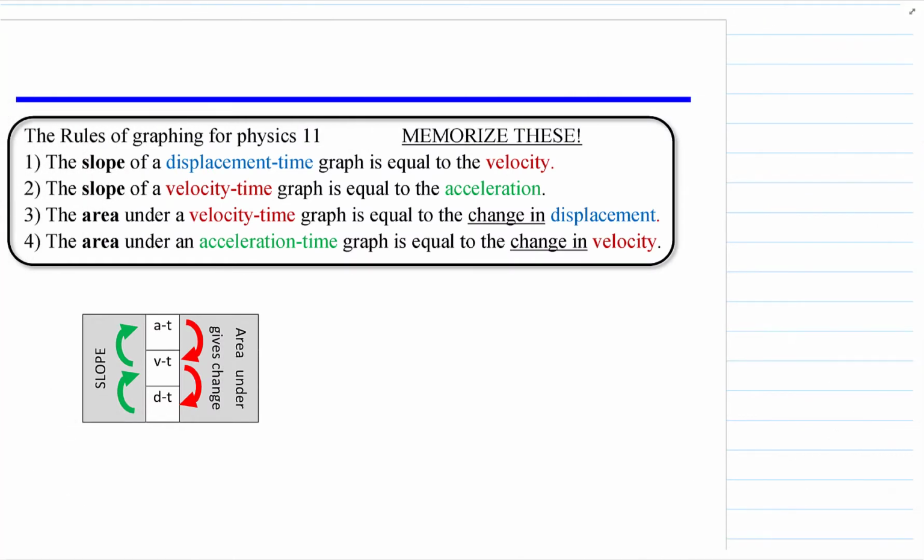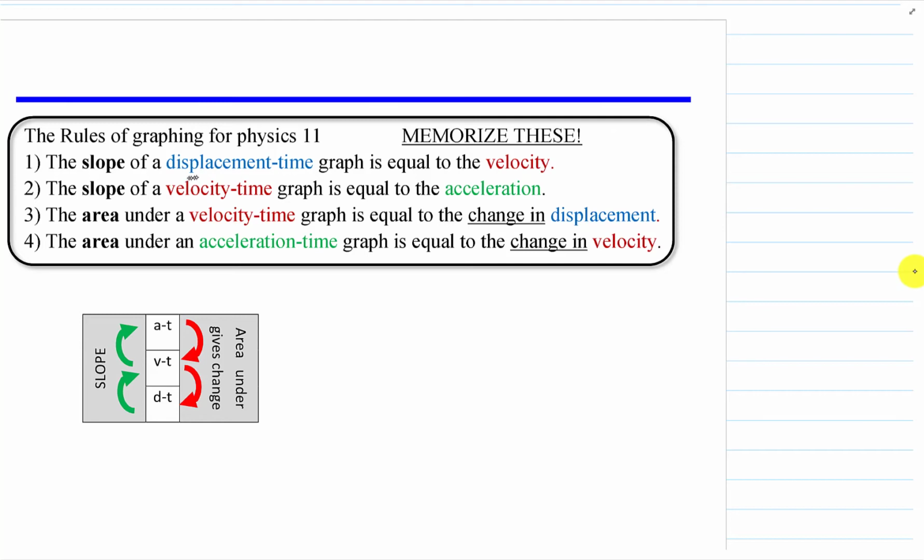Welcome back, physics fans. This is just a little checkup on graphing in kinematics, a review of the first three, and then we'll just go over the fourth one and how I do it in my class.